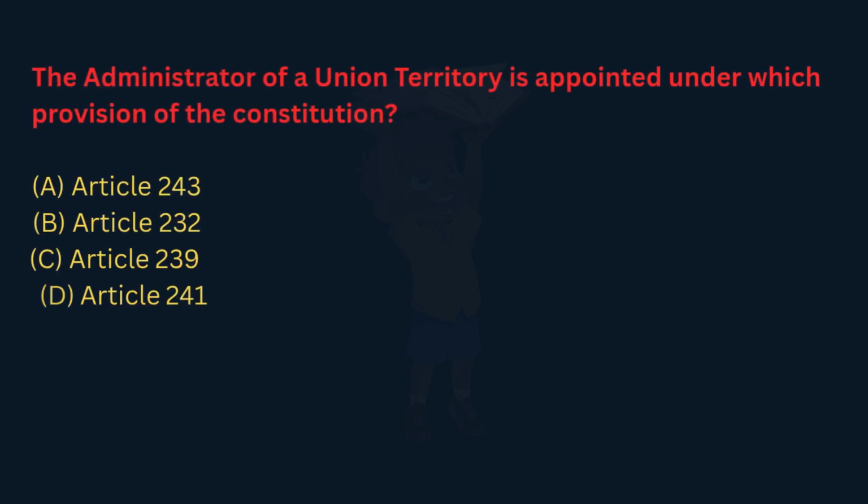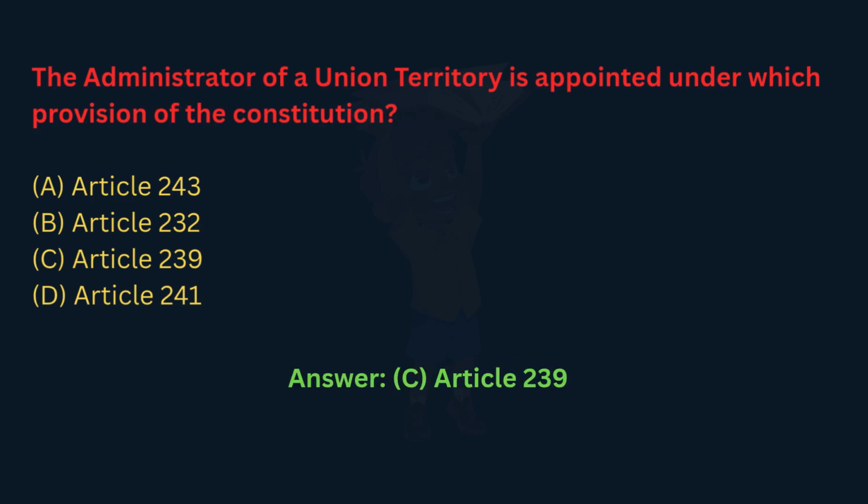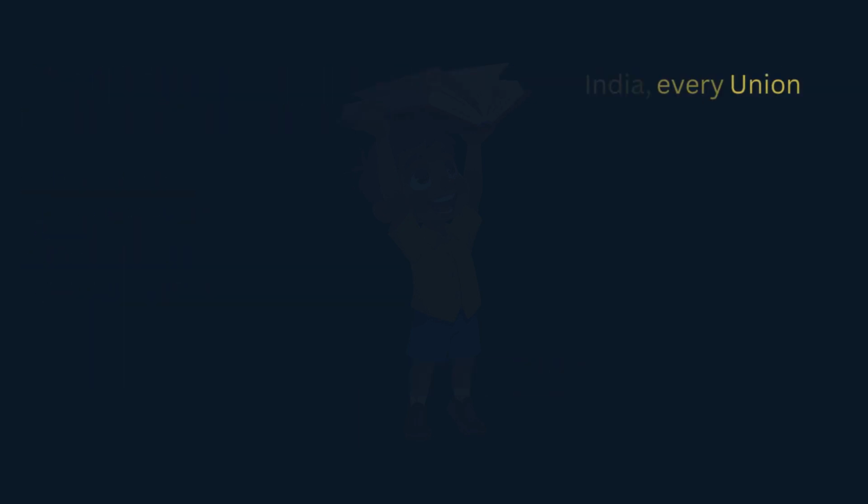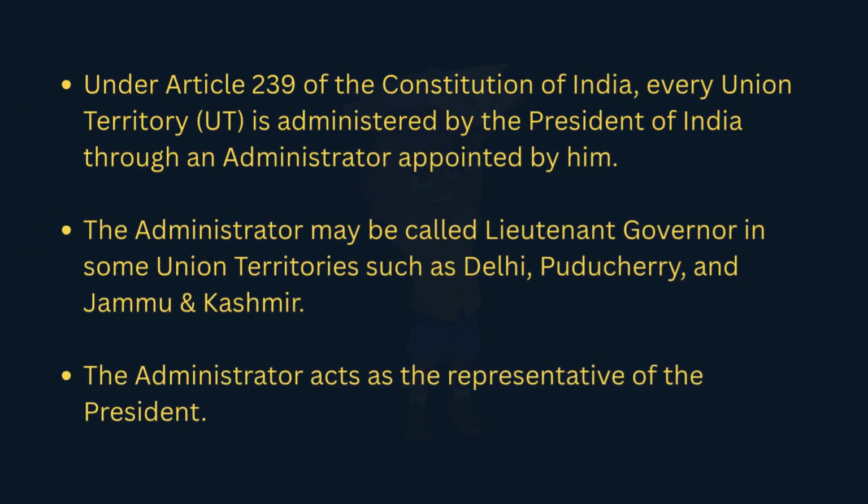The administrator of a union territory is appointed under which provision of the Constitution? A. Article 243. B. Article 232. C. Article 239. D. Article 241. And the answer is option C. Under Article 239 of the Constitution of India, every Union Territory, UT, is administered by the President of India through an administrator appointed by him. The administrator may be called Lieutenant Governor in some Union Territories such as Delhi, Puducherry, and Jammu and Kashmir. The administrator acts as the representative of the President.